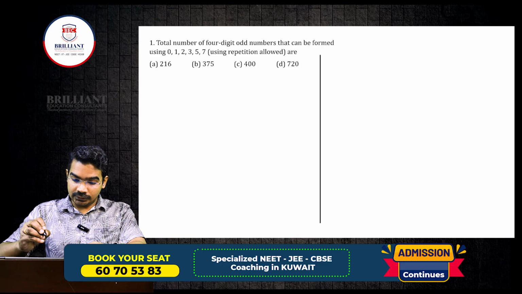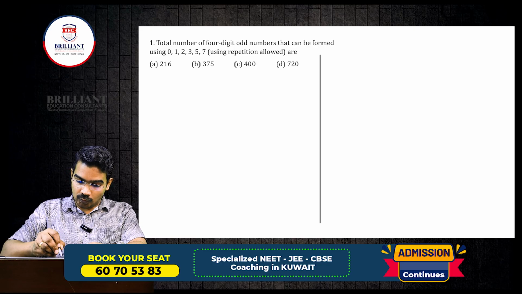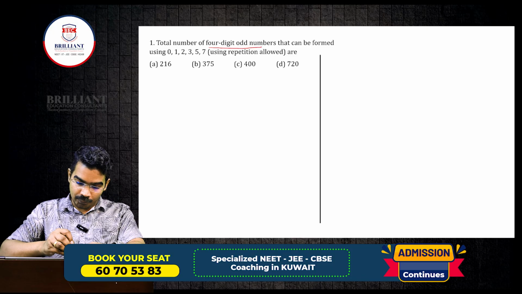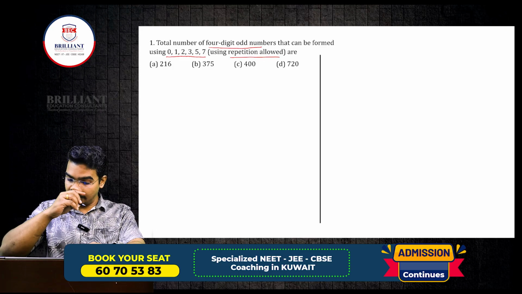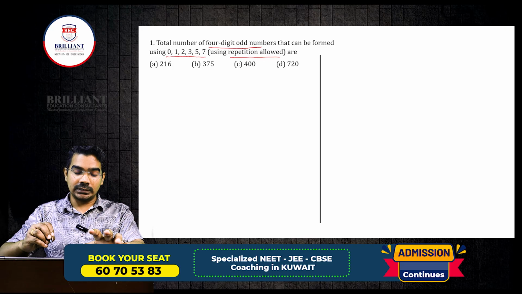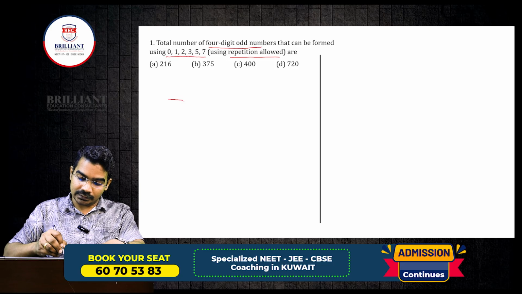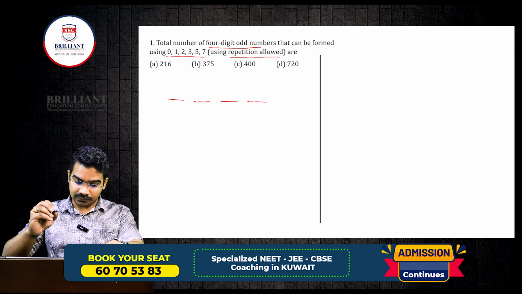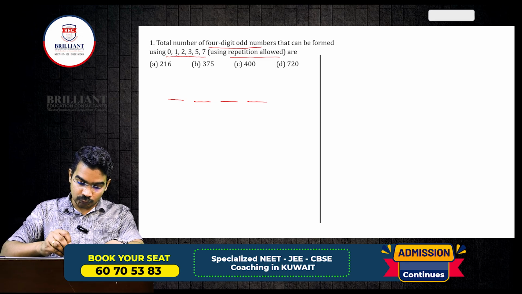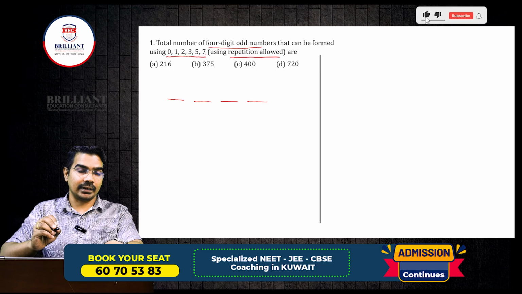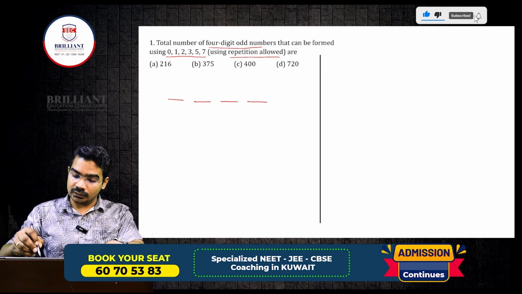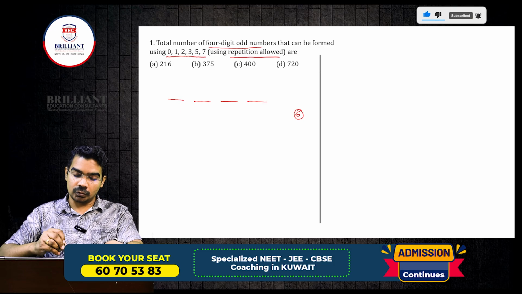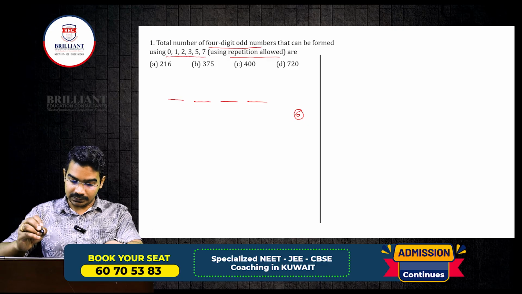Total number of 4 digit odd numbers that can be formed using 0, 1, 2, 3, 5 and 7. Repetition is not allowed. So we are going to form a 4 digit number. We have 4 places, 1, 2, 3 and 4, and we are going to use 0, 1, 2, 3, 5 and 7. So in total we have 6 digits to place in these 4 places.